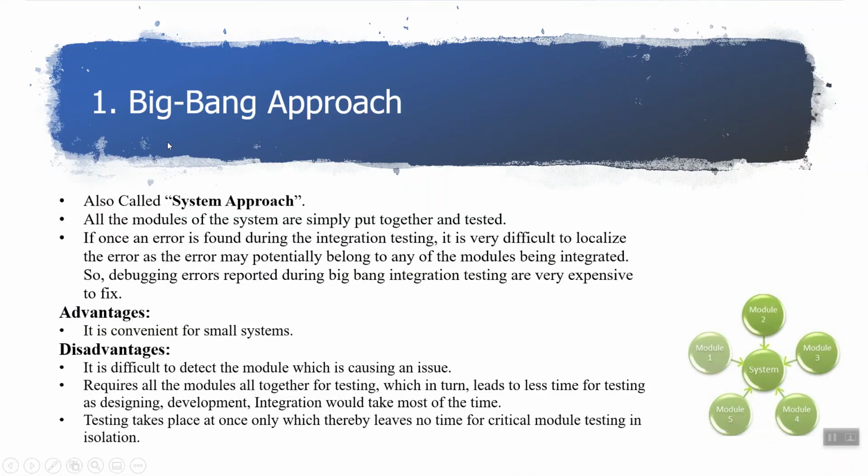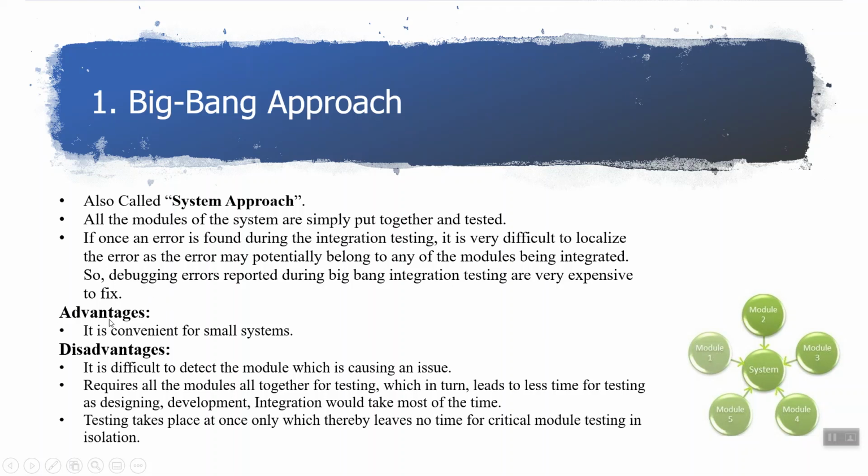The next is the first approach, the Big Bang approach. As the name says, it is also called the system approach. All the modules of the system are simply put together and tested in the Big Bang approach. Once an error is found during the integration testing, it is very difficult to localize the error, as the error may potentially belong to any of the modules being integrated, because we are keeping all the modules together in the system and then testing it. So it will be a hassle to locate the error. Debugging errors reported during Big Bang integration testing is very expensive to fix.